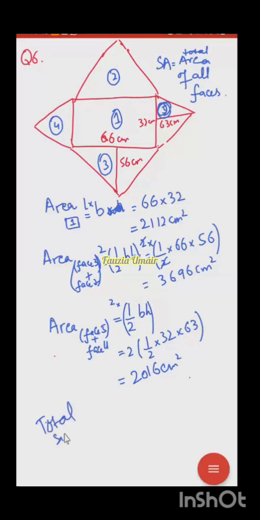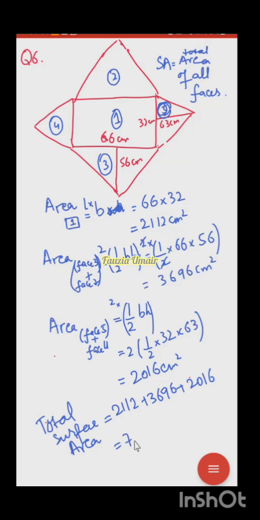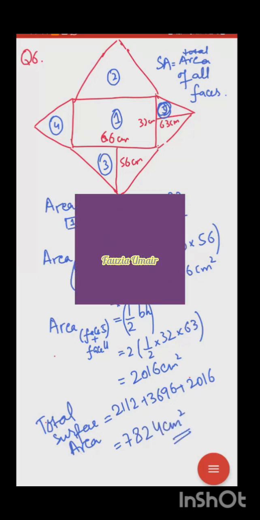Now we will write down the total surface area. The surface area of this pyramid is equal to the sum of all the faces: 2112 plus 3696 plus 2016. Adding the areas of all the faces, the answer would be 7,824. Because it is area, the unit is centimeter square. Okay, is it clear or not?